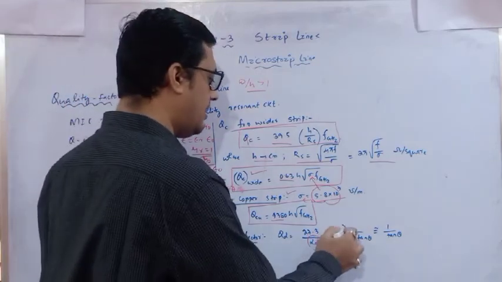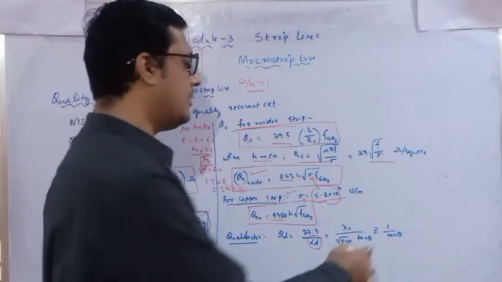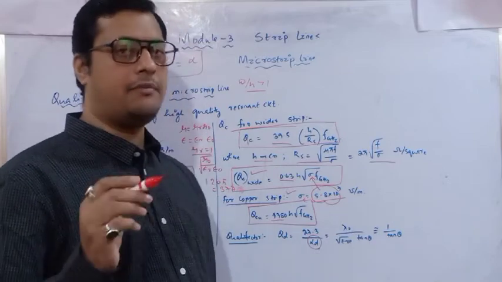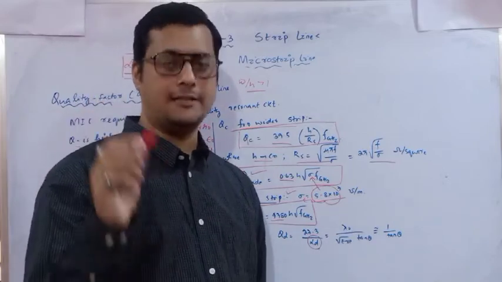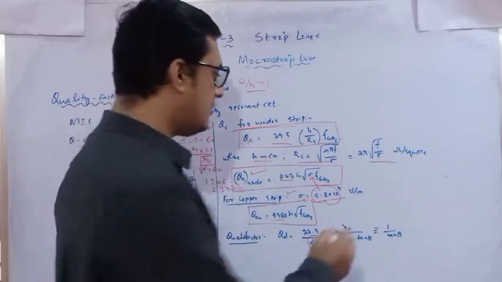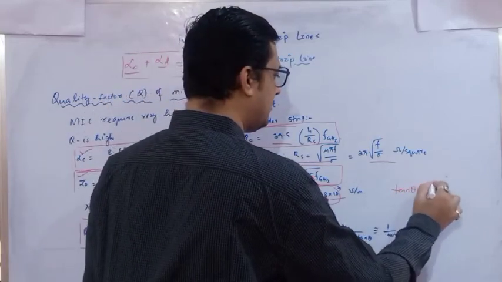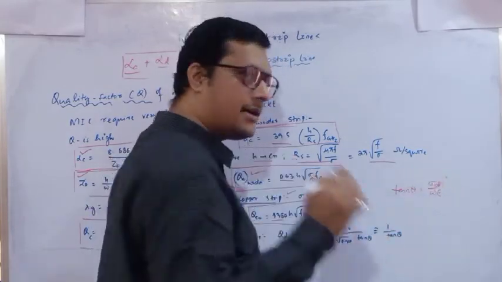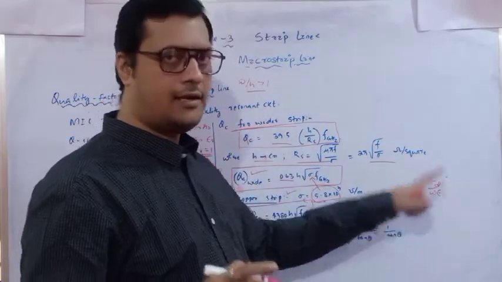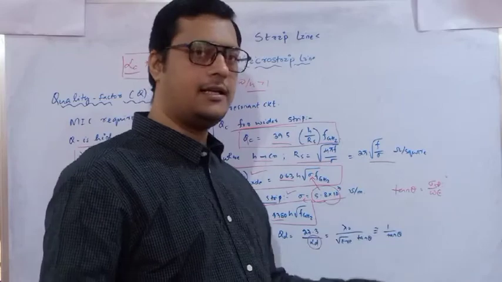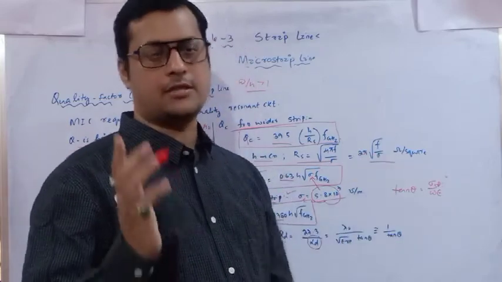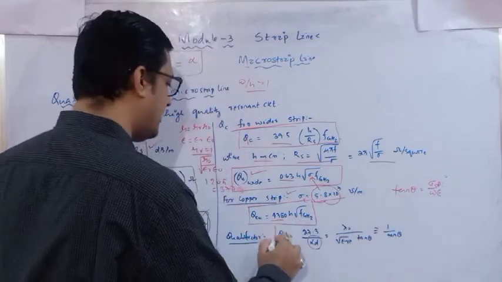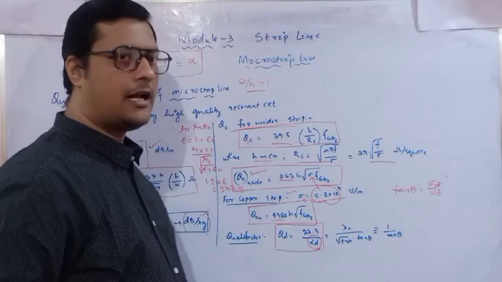So here I have written lambda naught divided by root over epsilon re into tan theta, or you can say it is near about 1 by tan theta. The quality factor for the dielectric medium depends upon the loss tangent angle. That is tan theta equals sigma by omega epsilon. This sigma is the dielectric conductivity, remember that, omega is the angular frequency and epsilon is the substrate dielectric value. If you substitute this value here, you will get the quality factor for the dielectric.